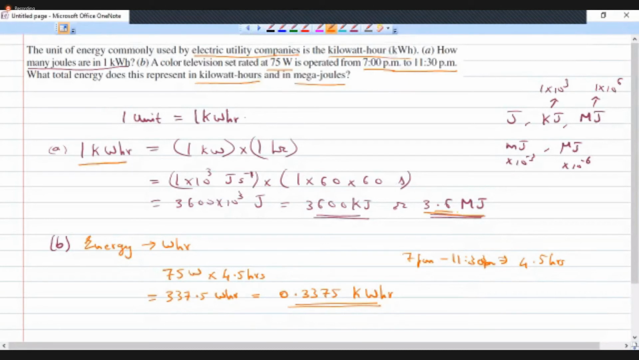So you can directly multiply. We have already derived that. So energy in kilowatt hour, we can write as 0.3375 into 3.6. So that will come to 1.215 megajoule. Yes, sir. Okay.